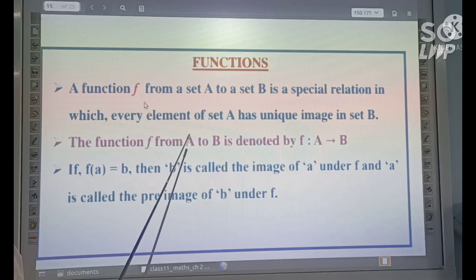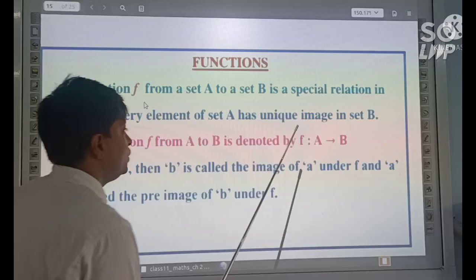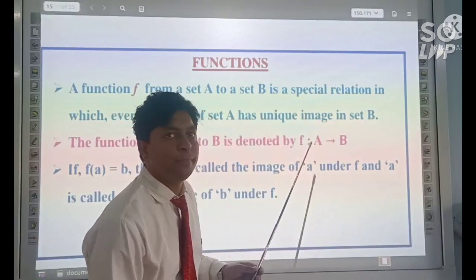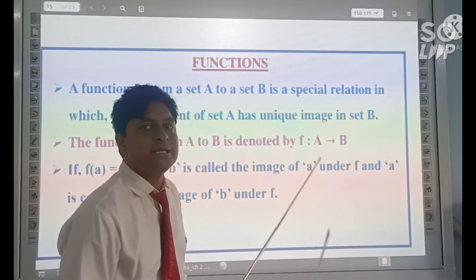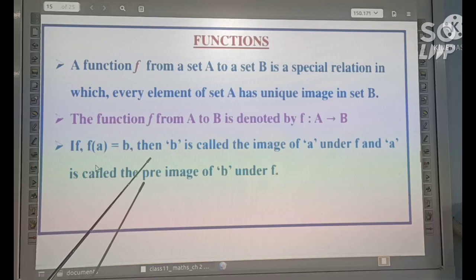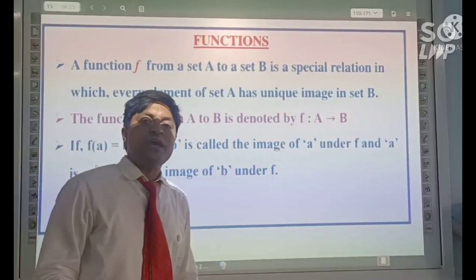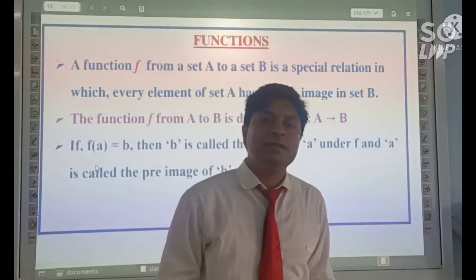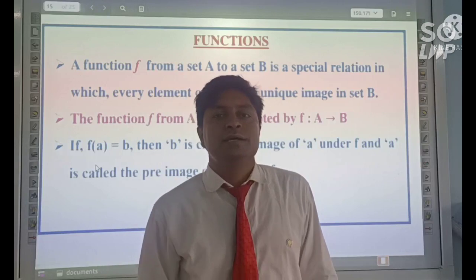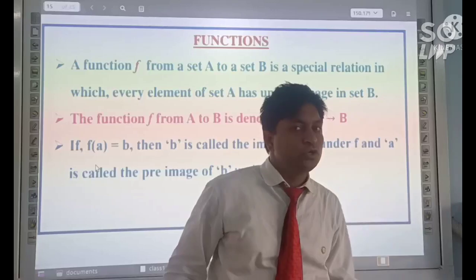The function f from A to B is denoted by f: A to B, where all the elements of A are the domain and all the elements of B are the codomain. If f(a) equals b, then b is called the image of a under f and a is called the pre-image of b under f.